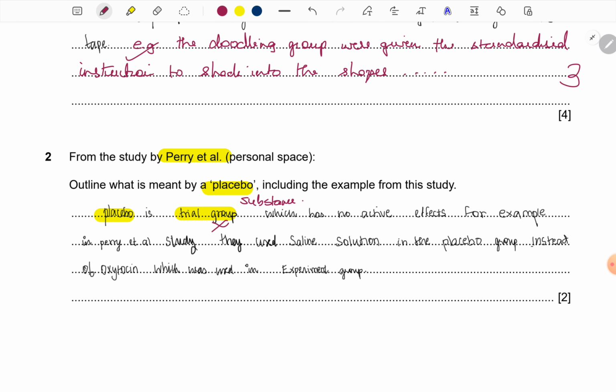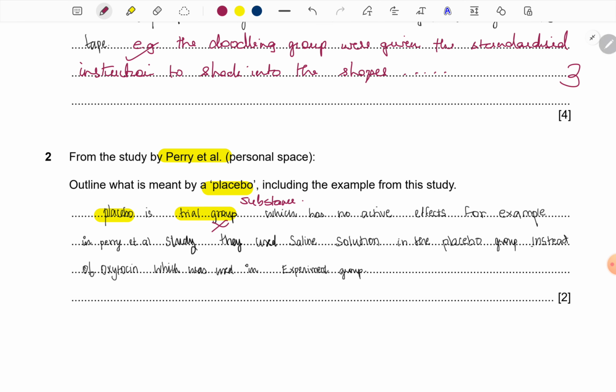Which has no active effects. It is a substance which has no active effect. Not a trial group. In fact, even active effect is not very clear, but I'll say it's acceptable. It should be something like no active effect like the drug, or no medicinal property, or no drug-like effect. It should be very clear which effect it does not have.